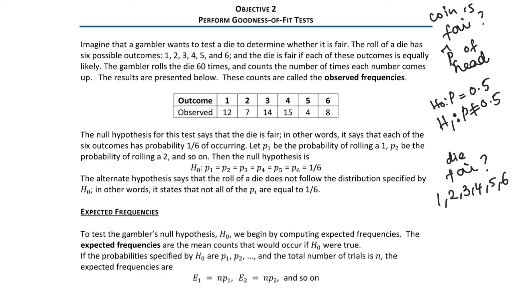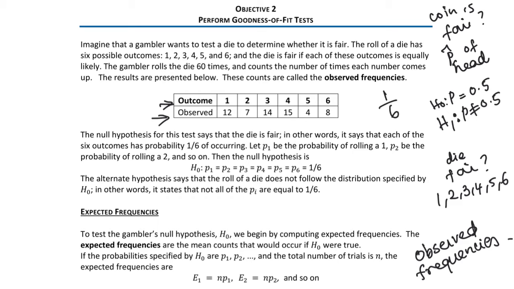These counts are called the observed frequencies. These are the outcomes in this diagram, and these are the observed frequencies given in this table. The gambler wants to perform a hypothesis test to determine whether the die is fair. The null hypothesis for this test says that the die is fair. In other words, each of the 6 outcomes has probability 1/6.